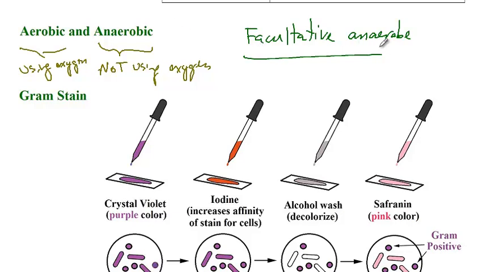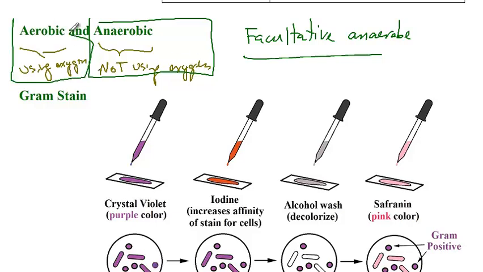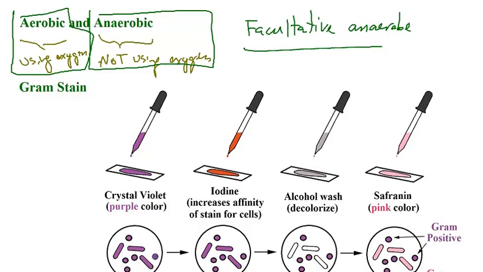So keep in mind, facultative anaerobes can grow under both high and low concentration of oxygen, versus strict anaerobes, they have to grow under conditions that there is no oxygen. And strict aerobes, they require oxygen for their growth. Now the next mechanism of classification is Gram stain.